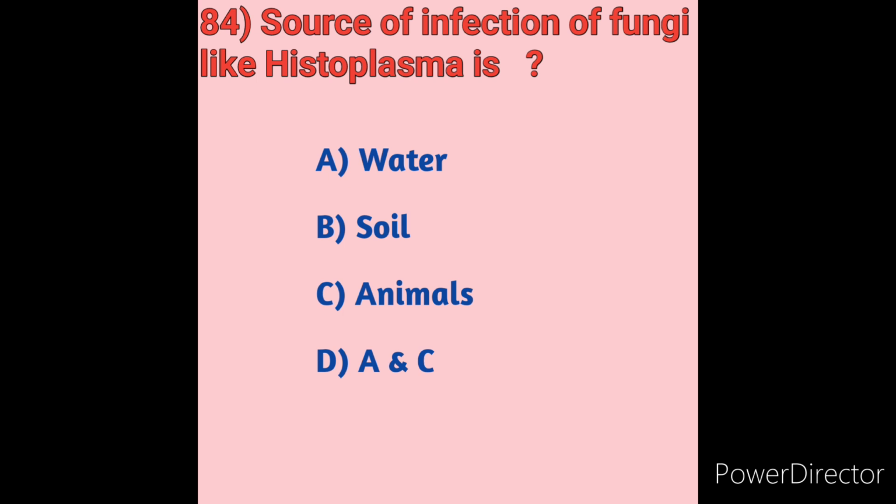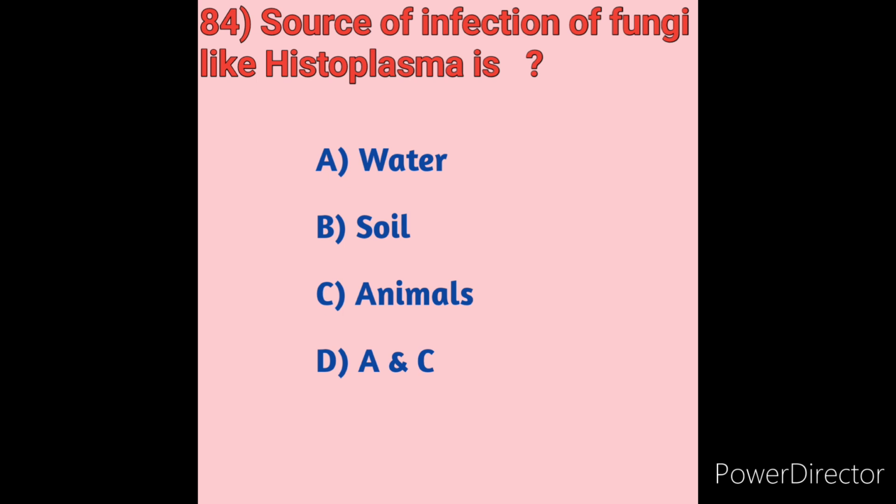Histoplasmosis is an infection caused by a fungus called Histoplasma. The fungus lives in the environment, particularly in soil that contains a large amount of bird or bat droppings. So here we got the answer. The fungus lives in the environment, particularly in the soil. So here option B is the correct answer.